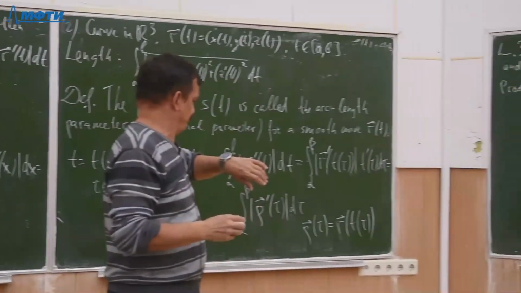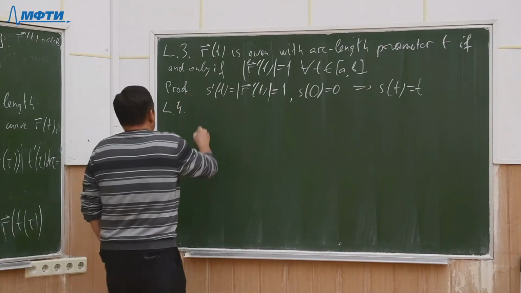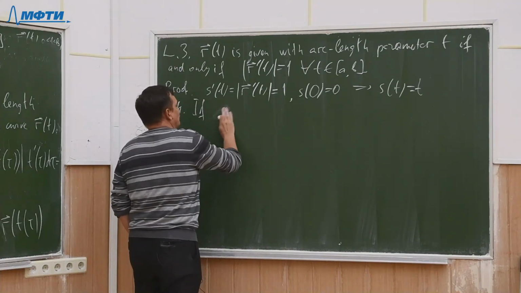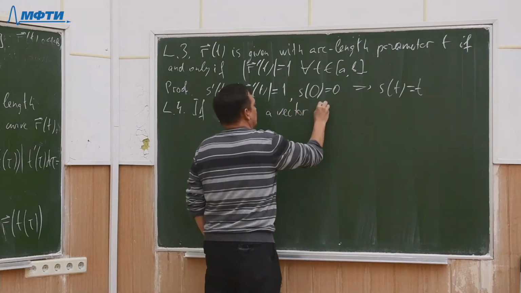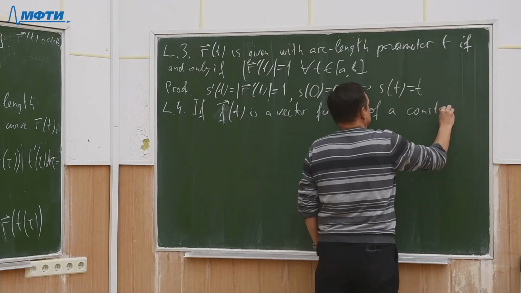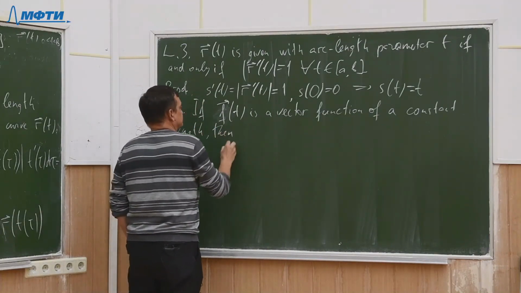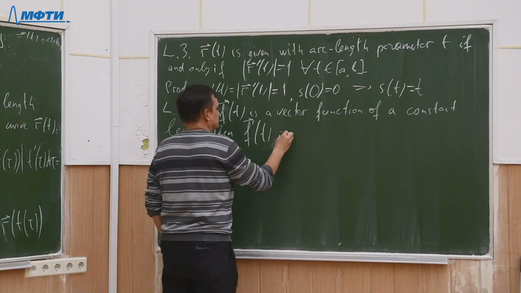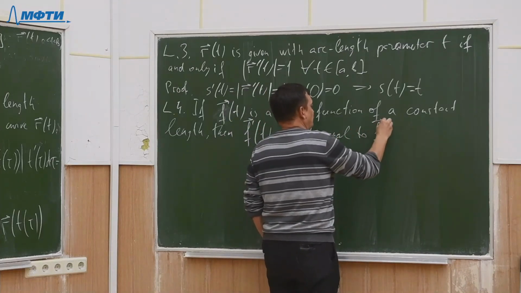Okay, and one minute. Let me give Lemma 4. If f of t is a vector function of a constant length, then f prime of t is orthogonal to f of t for all t.